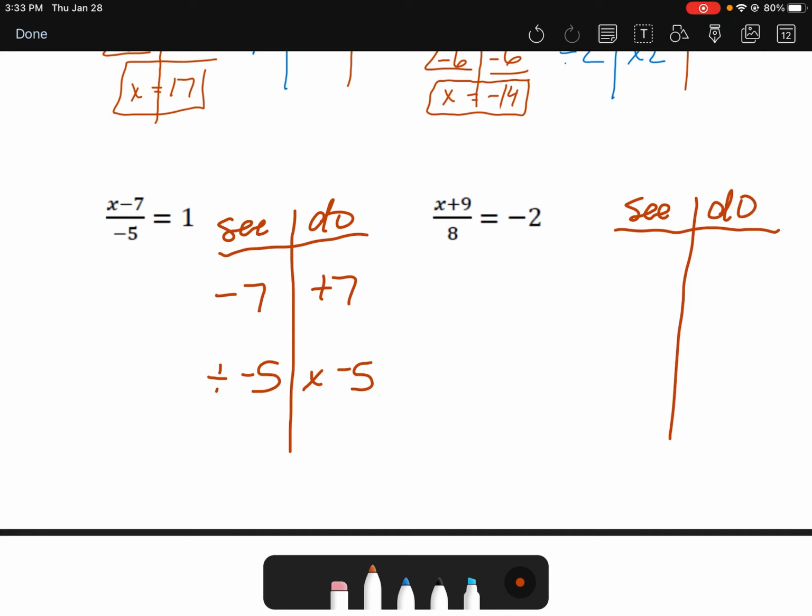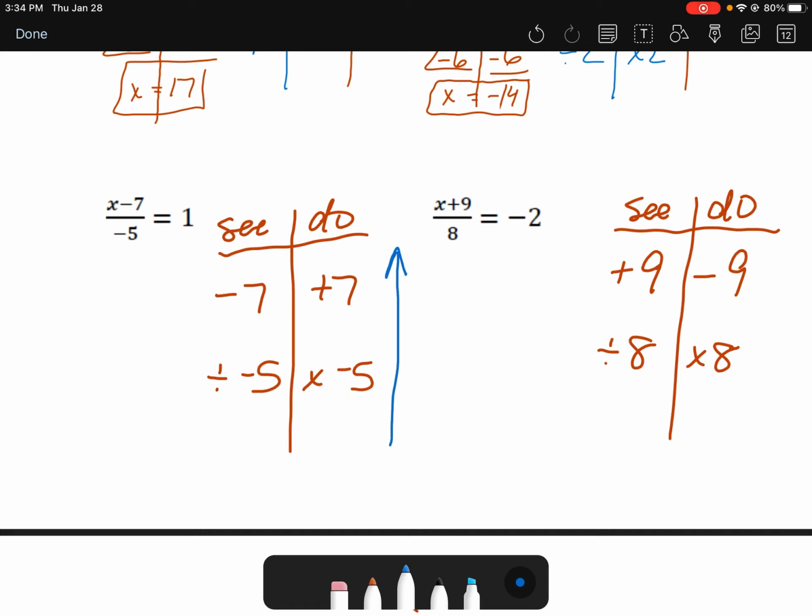For the second problem, again, worrying about the numerator first, I see that x is being added by 9, and then after I add 9, I divide by 8. So worrying about the do side, the inverse of dividing by 8 would be to multiply by 8. And then the inverse of adding 9 would be to subtract 9. Now using the CDO tables that we've just created here, I want you now to try and solve it. So pause the video, solve both equations, and then unpause it and we'll go over the answer.